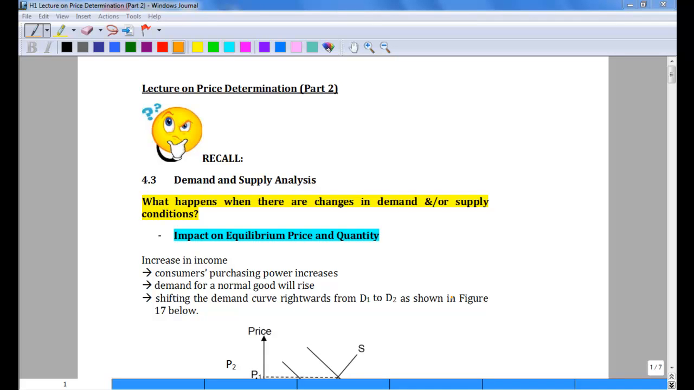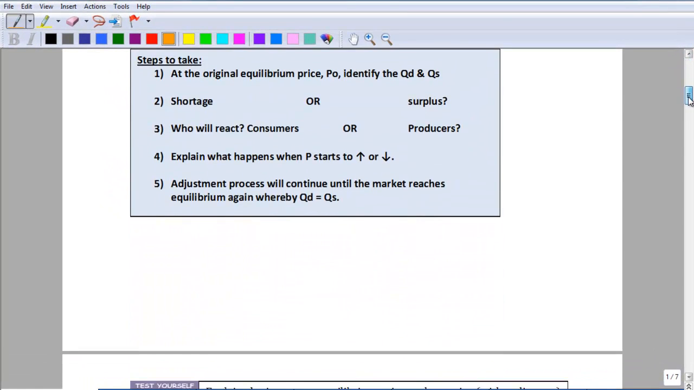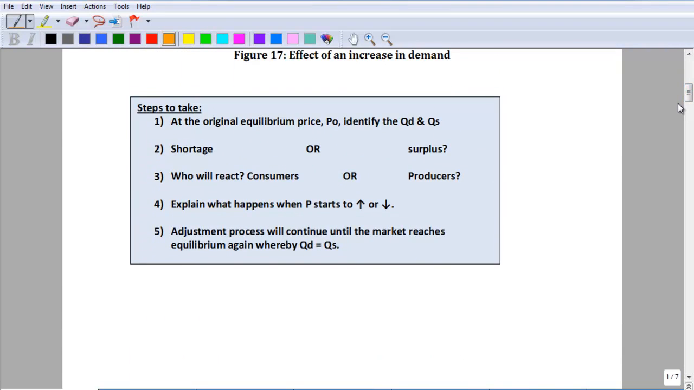In the previous lecture, we went through price determination, specifically on how to use demand and supply analysis to explain what will happen to the equilibrium price and quantity in a market when there is a change in demand condition. We also went through the step-by-step analysis in explaining the price adjustment process, in which the market will adjust itself back to equilibrium when there is a change in demand condition. So these are the 5 steps which we have gone through in the previous lecture.